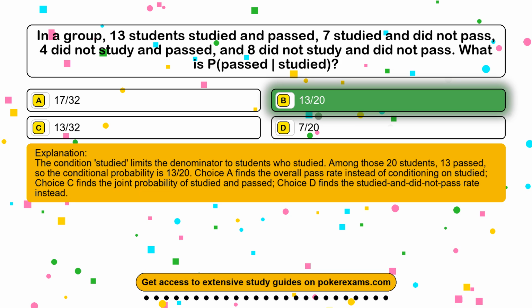Choice A finds the overall pass rate instead of conditioning on studied. Choice C finds the joint probability of studied and passed. Choice D finds the studied and did-not-pass rate instead.